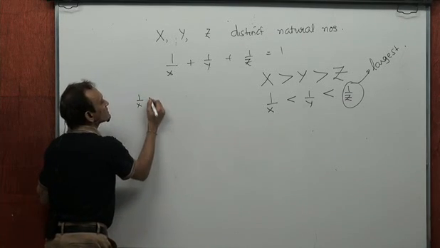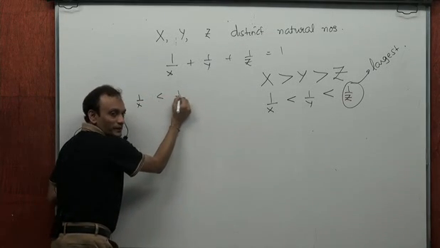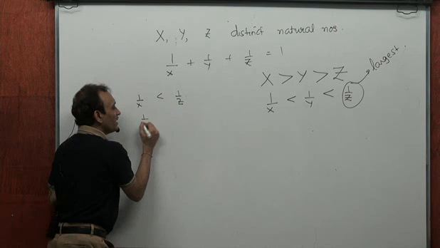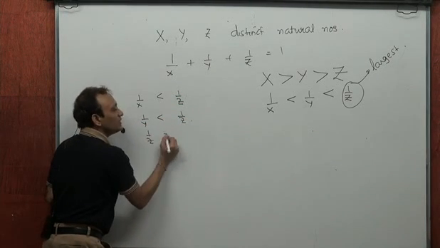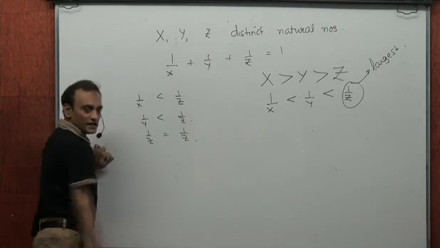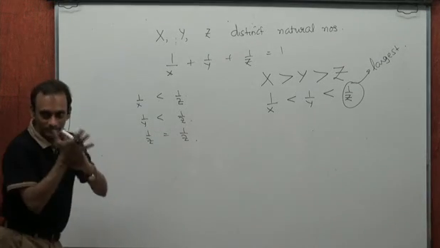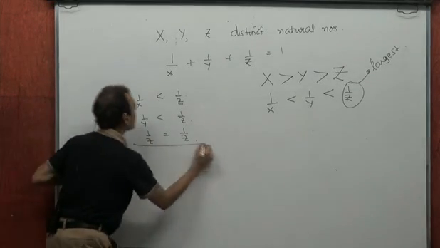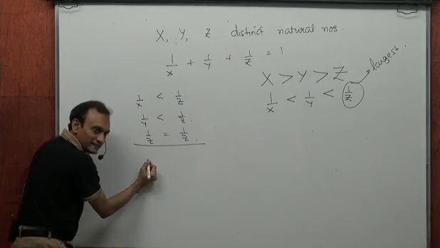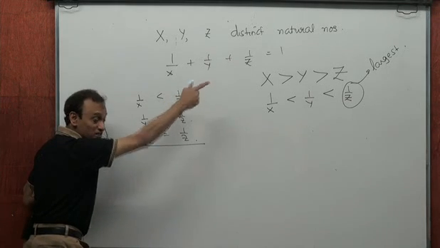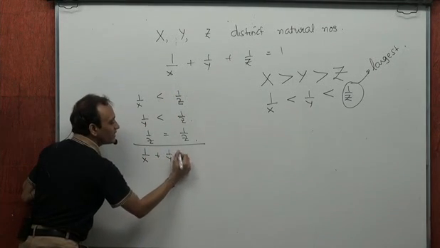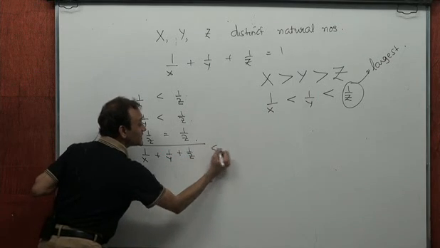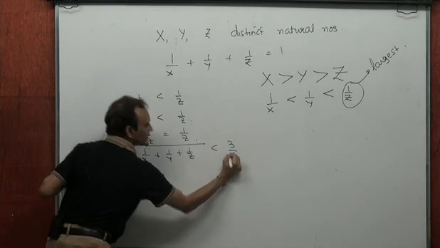Now 1 by x will be less than 1 by z, 1 by y will be less than 1 by z, and 1 by z will be equal to 1 by z, isn't it? Very good. Therefore, if I add to get the expression of interest, I end up getting 1 by x plus 1 by y plus 1 by z less than 3 by z. Can I say this?